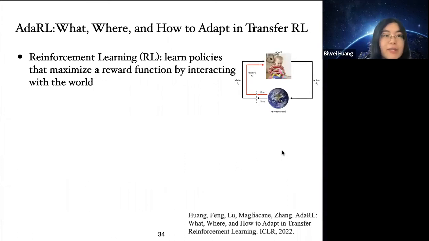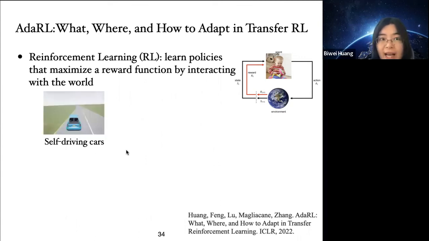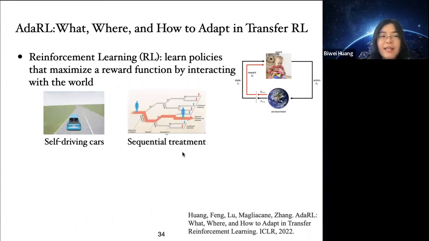The task of reinforcement learning is to learn policies that maximize a reward function by interacting with the world. It can be applied to many scenarios. For example, in self-driving cars, the goal is to learn a policy to operate the car so that the car can safely arrive at the destination on time. And for sequential treatment in healthcare, the goal is to learn a policy to decide the next treatment based on the laboratory tests of the patient so that the patient can recover well.